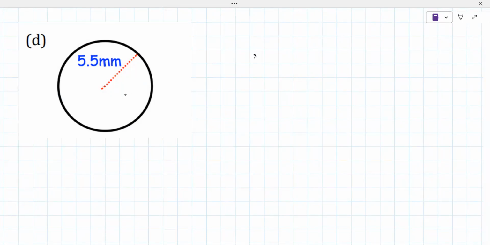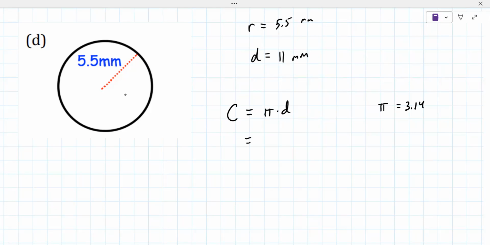So what is the diameter here? To answer that, you first need to determine the radius. Is it 11 millimeters? Yes, the radius is 5.5 millimeters. Very good. Now, the circumference is pi times diameter, and it would tell you to use 3.14 for pi. What is the diameter in this problem? So it's 3.14 times 11.